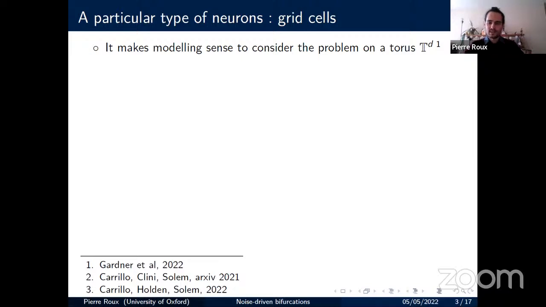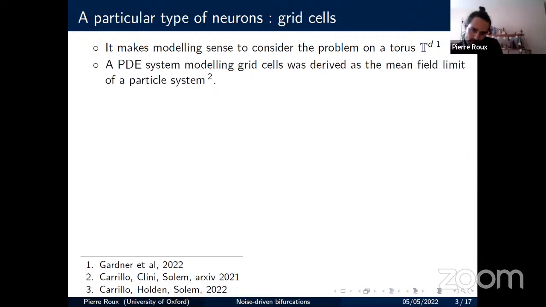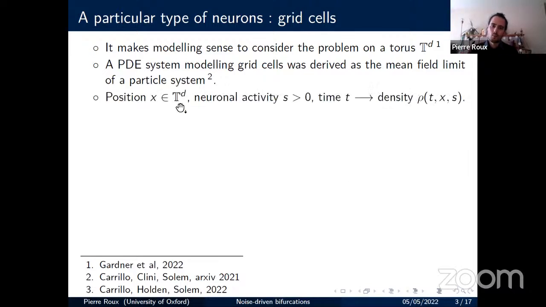Assume the grid cells are connected in a toroidal fashion, and let's see if we can reproduce this activity. So a PDE system was derived through the mean field limit of a particle system by José Antonio Carrillo, Andrea Clini, and Susanne Solem. It's a paper already on the arXiv, and Carrillo, Holden, and Solem published a second paper which studies this PDE system. What this system describes is the probability density, at each time and each location, of finding a neuron whose neuronal activity is S. The neuronal activity is a kind of firing rate, like the number of spikes per second. So it's the frequency of the firing of the cells.